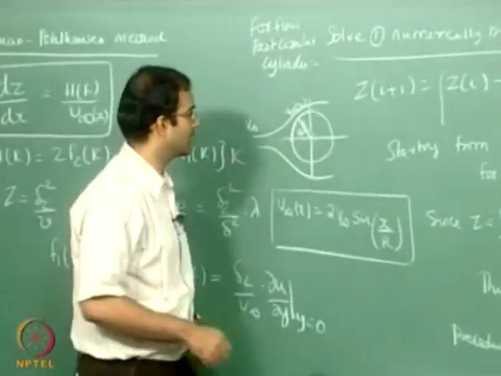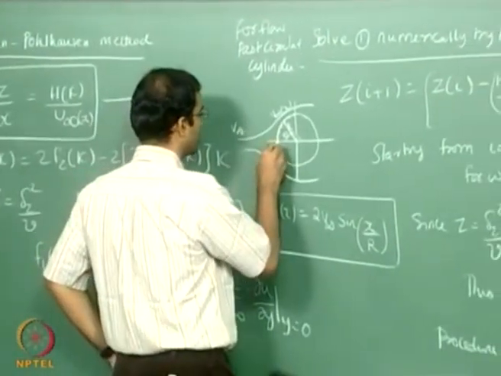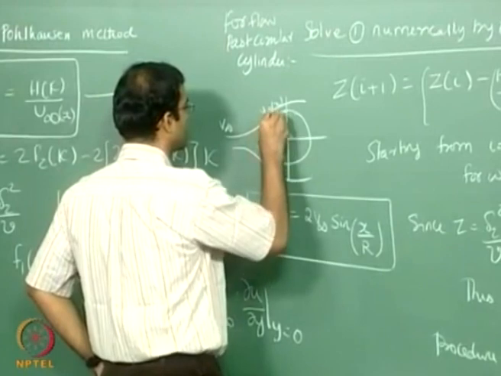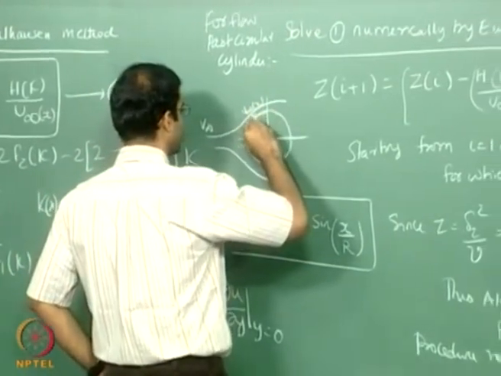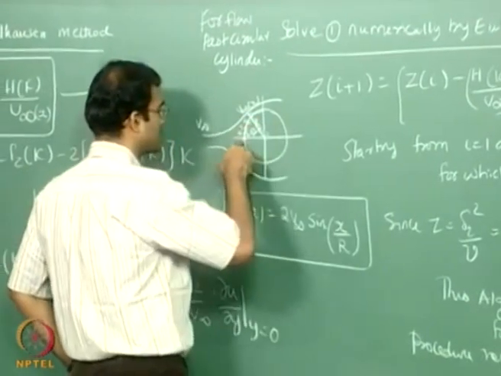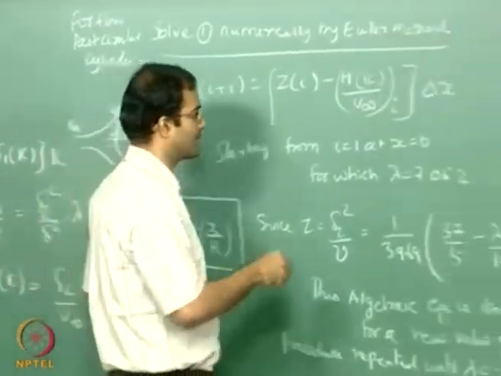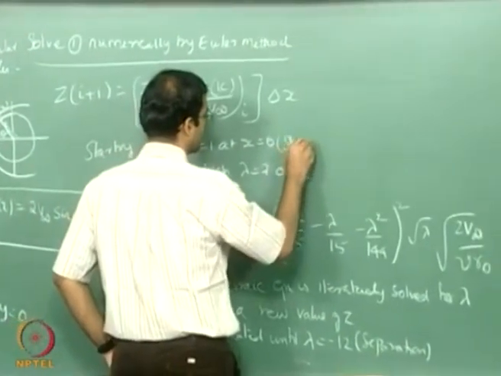So that is where i equal to 1 corresponds to. i equal to 1, 2, 3, 4, 5, 6. If you want to look at the coordinate system in terms of x, that corresponds to x equal to 0, which is nothing but the stagnation point.